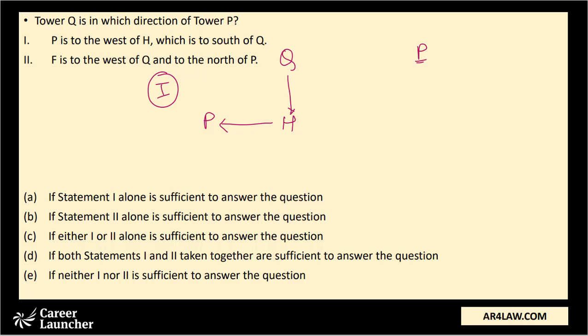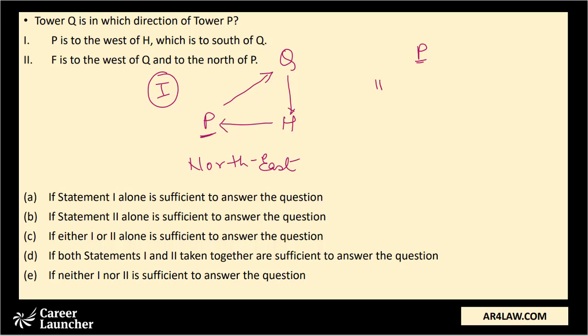Are we able to answer tower Q is in which direction of tower P? Yes. While standing at tower P, if we have to look at tower Q, we would be looking at northeast. So I am able to give an answer. Yes, tower Q is in the northeast direction of tower P.